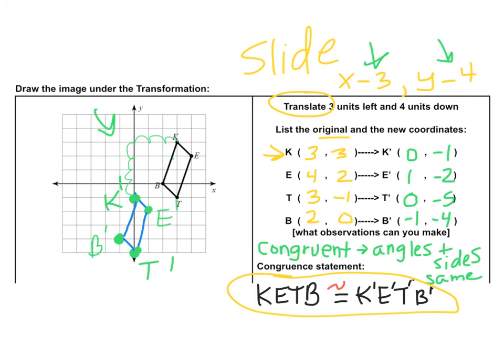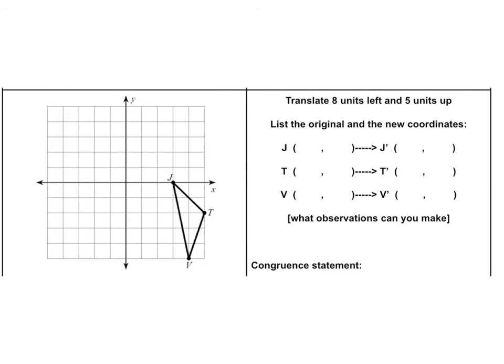All right, next picture. All right, we are translating again. This time, 8 units to the left, so the x value, we're taking 8 units away or subtracting 8. And then the y value is 5 units up, so we're adding 5 to the y value. All right, so let's look at J. Let's get our original ordered pairs here. So our J is 3, 0. T is forward 5, down 2, so 5, negative 2. And V is forward 4 and down 5. So you have to name your ordered pairs first.